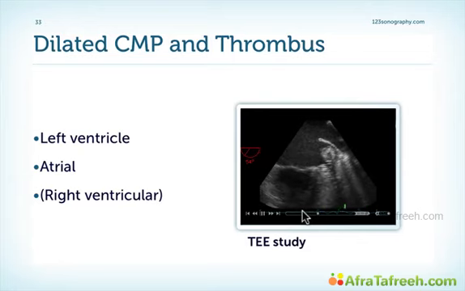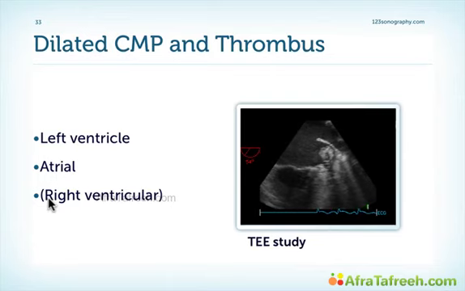Finally, I want you to be aware that patients who have a reduction in left ventricular function, such as those with dilated cardiomyopathy, have an increased risk of thromboembolism. You can have thrombi either in the left ventricle or in the atrium, specifically in the left atrial appendage, here in this patient who also has atrial fibrillation. This is a TE study, but you also see thrombi on occasion also in the right ventricle.